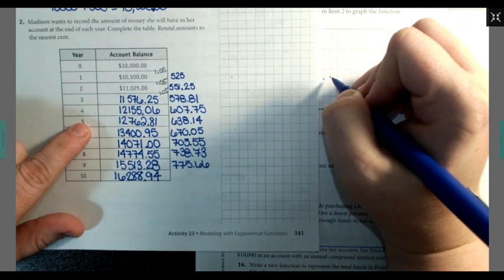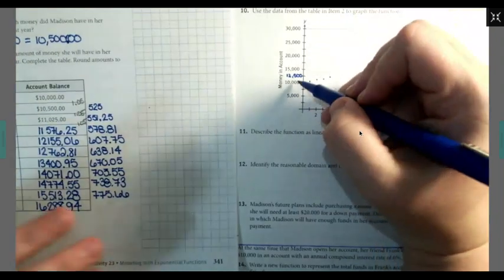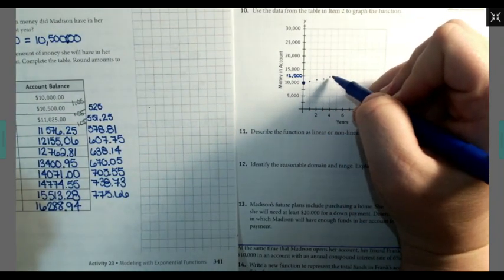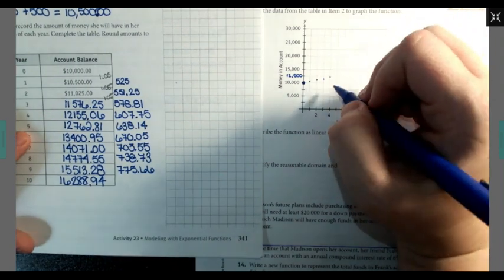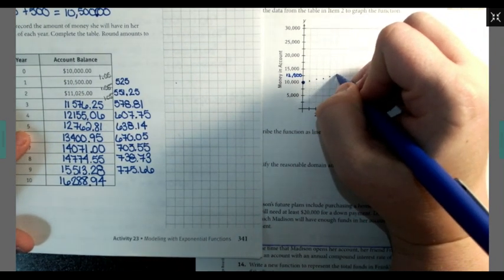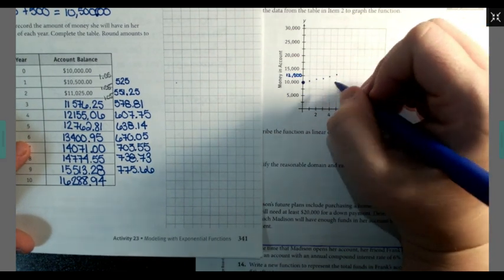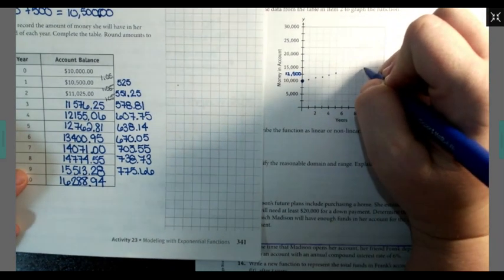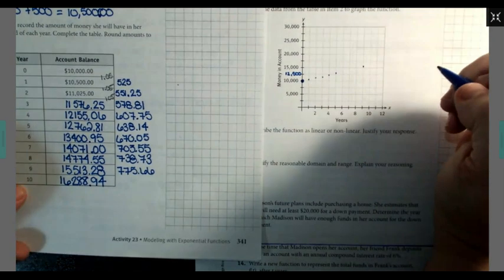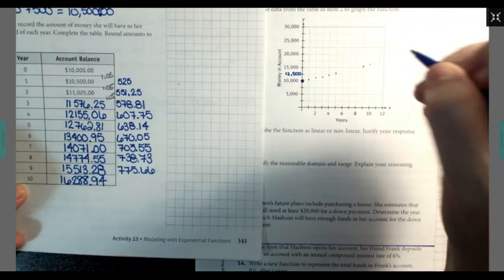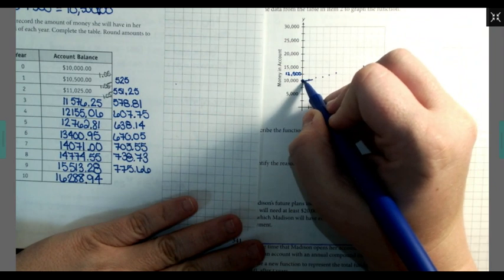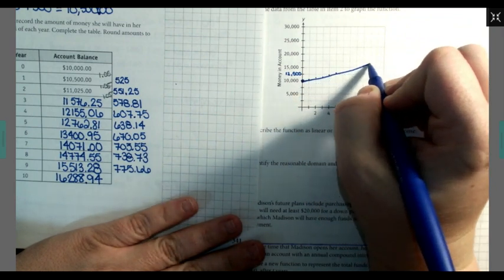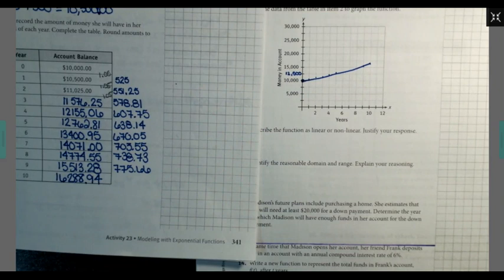Notice in year 4, it's 12,100. Well, remember I said this is 12,500, so it's going to be right under that line. And here in year 5, it crosses that line. Then it's right above 15,000 in year 9. So let's get that there. And so it's going to go like so. It's not a straight line. It's more of a curved line, but it's not curving at a very drastic rate.